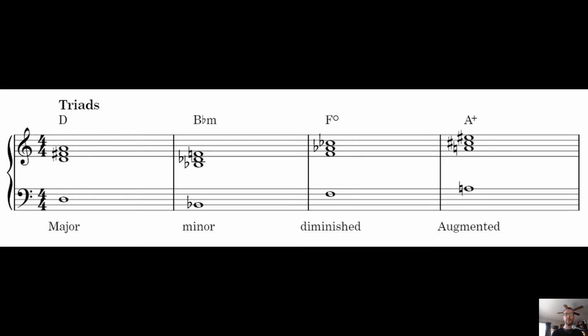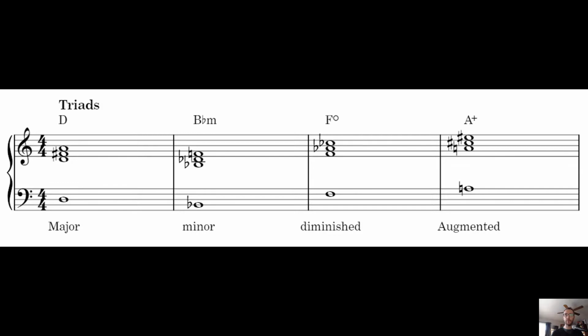A capital letter denotes a major chord. So, D means a D major triad. A capital letter with a lowercase m indicates a minor triad. So, B flat m equals B flat minor. As in Roman numeral analysis, a degree sign indicates a diminished triad. So, F with a degree sign is a diminished triad on F.